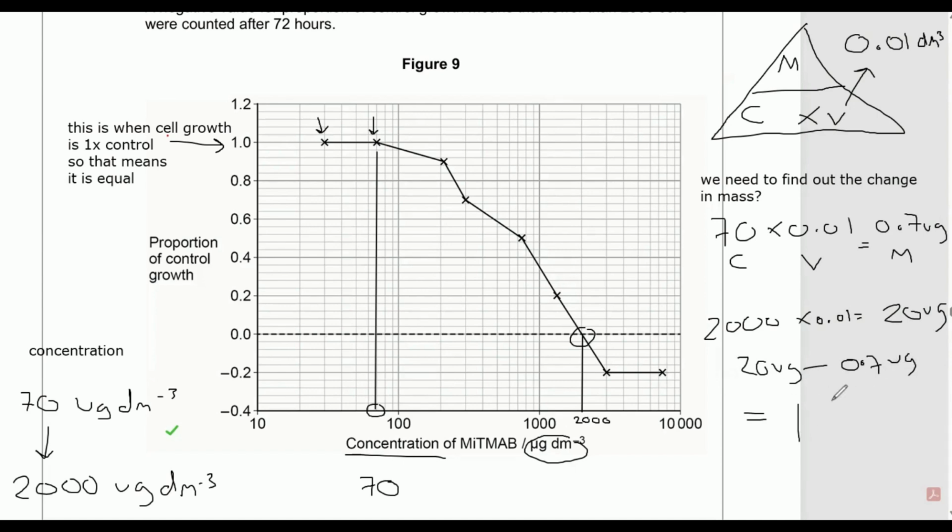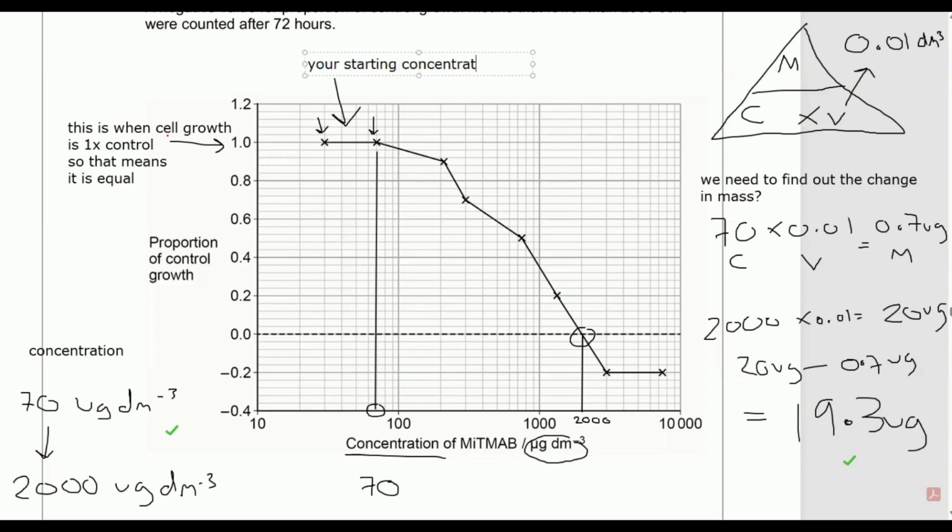Now we need to find the difference in mass. 20 micrograms minus 0.7 equals 19.3 micrograms, and that will get you the third mark. You actually get the first mark for just working out the two concentrations. And remember, the final concentration is always the same because there's only one place where the line crosses 0.